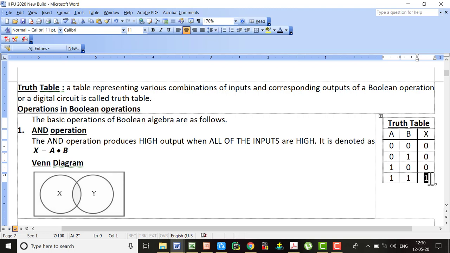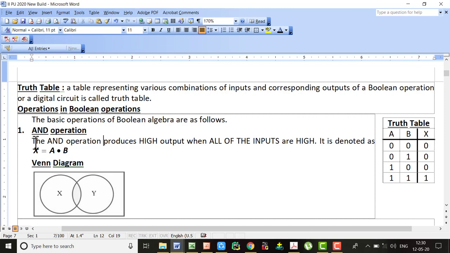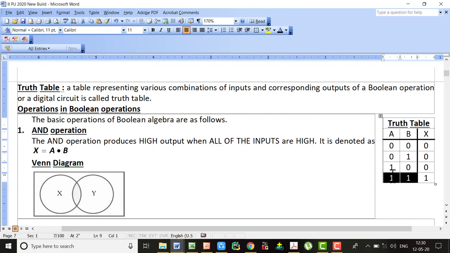Now you apply this definition. The AND operation produces high output only, don't consider low output, high output when all of the inputs are high. You can observe that all of the inputs are high over here, and the corresponding output is 1. This is what we call the Boolean AND operation. I recall, the Boolean AND operation is nothing but Boolean multiplication.